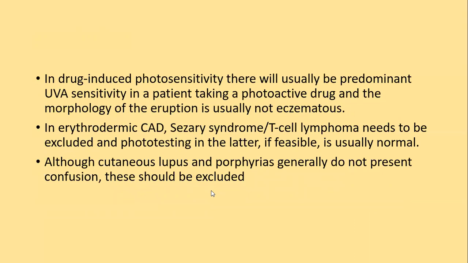In drug-induced photosensitivity, there will usually be predominant UVA sensitivity in patients taking a photoactive drug, and the morphology of the eruption is not eczematous. You know that the sensitivity is primarily UVB in chronic actinic dermatitis. In erythrodermic chronic actinic dermatitis, Sézary syndrome and T-cell lymphoma need to be excluded, and phototesting in the latter, if feasible, is usually normal. Cutaneous lupus and porphyrias generally do not present confusion, and these two can easily be excluded.